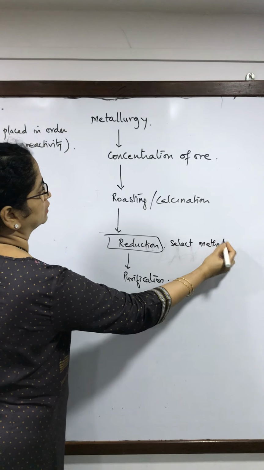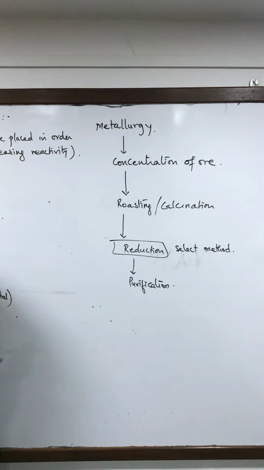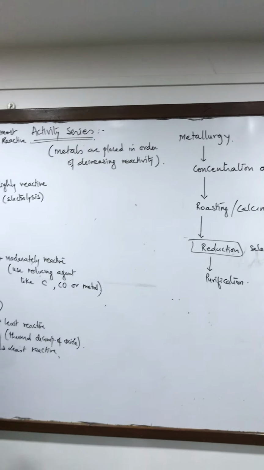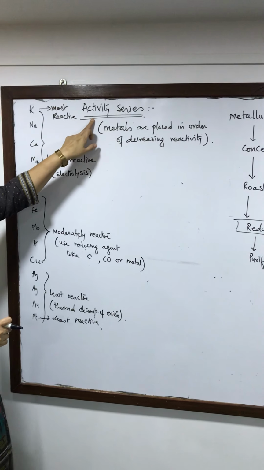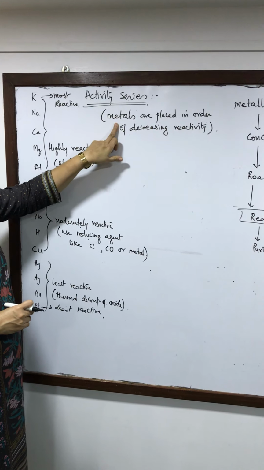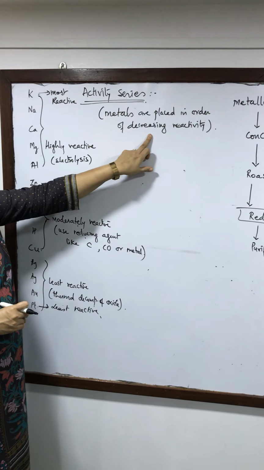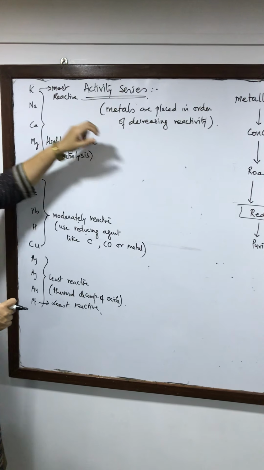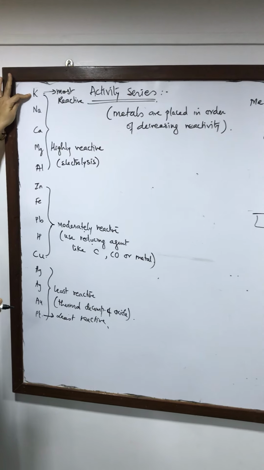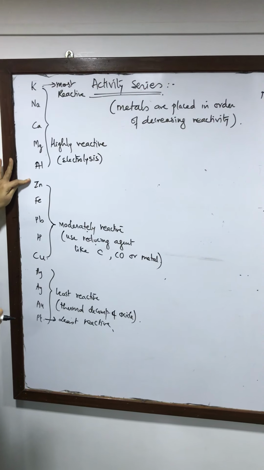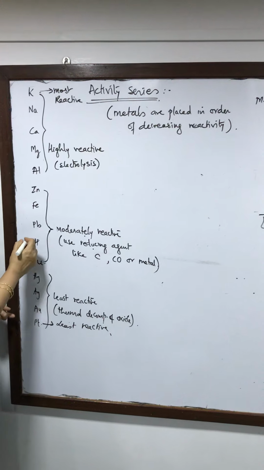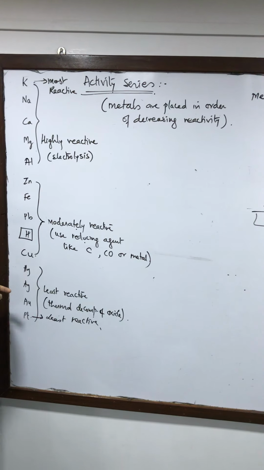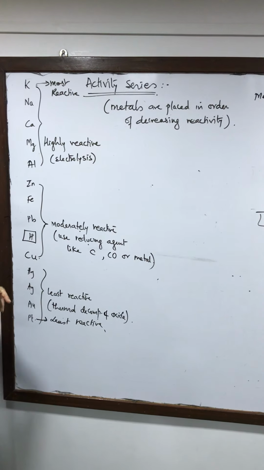Selection of the method for reduction will depend on the position of the element in the activity series, which you studied in 10th standard. Activity series is a series of metals placed in decreasing order of reactivity. That means the elements placed on top are more reactive, and as you go down the reactivity decreases. Hydrogen is the only non-metal in this activity series.